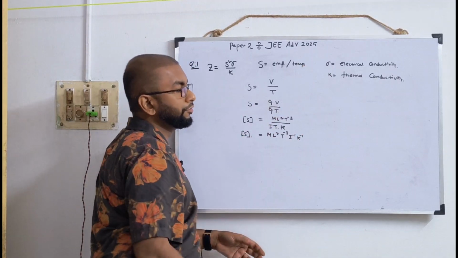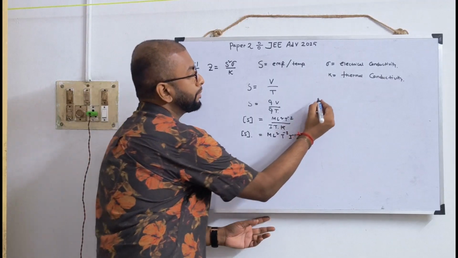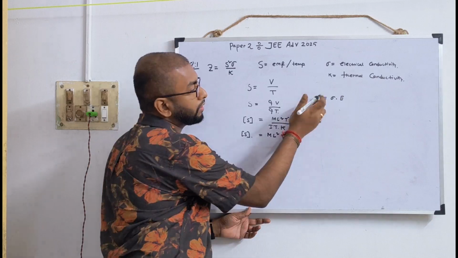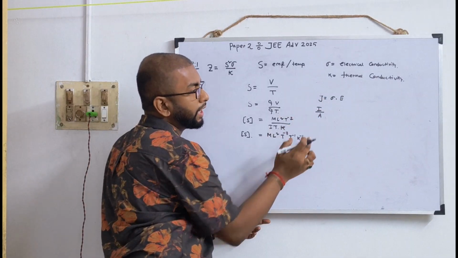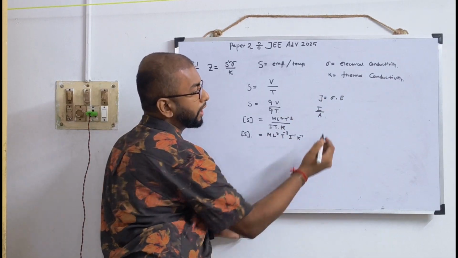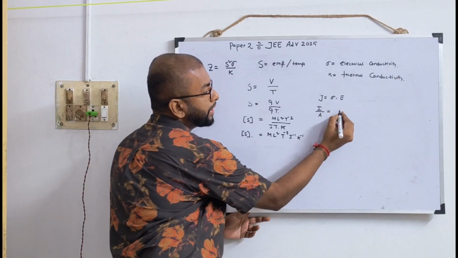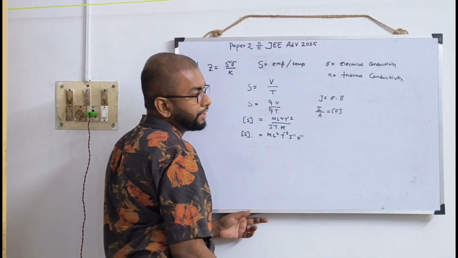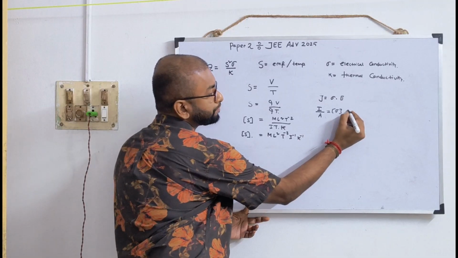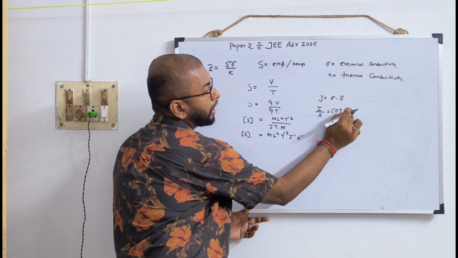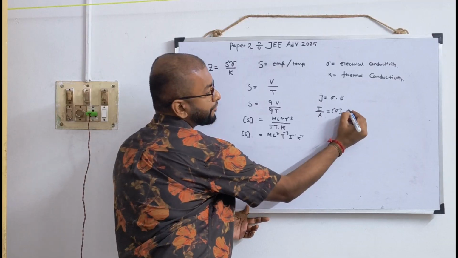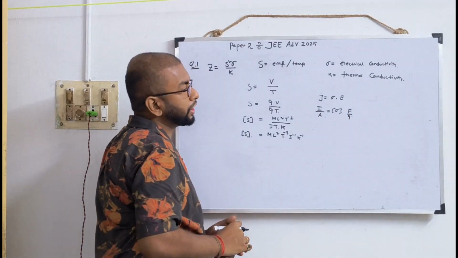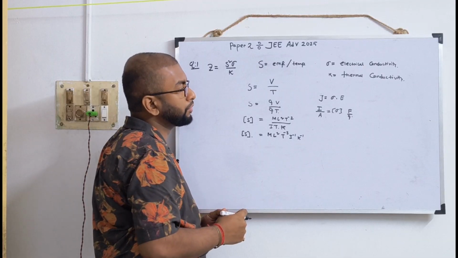Now electrical conductivity, which formula do we remember? We remember J equals sigma into E. What is J? The current density is I by A, or current flowing per unit area. Sigma is electrical conductivity. E is the electric field. So I can write the electric field as F by Q also, force experienced per unit charge.